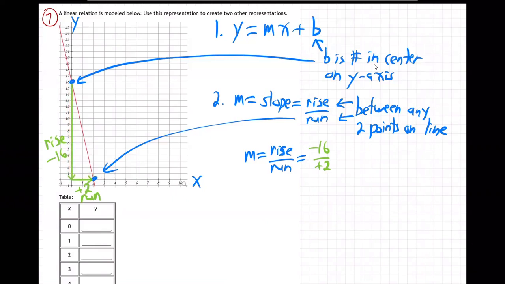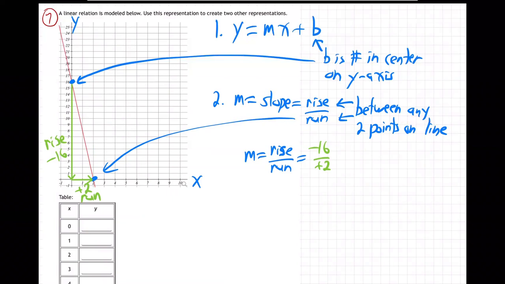Now you might say, well, can we go this way? Totally. It's the same thing. Over 2, down 16. Mr. Heron, I have a quick question. What if, does the rise over run have to be from the center to when it's on the actual number on the x-axis? No, any two points.